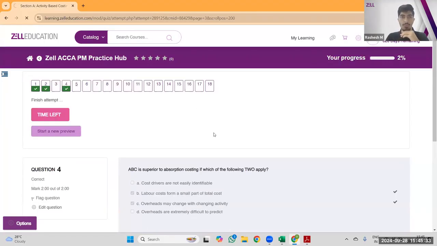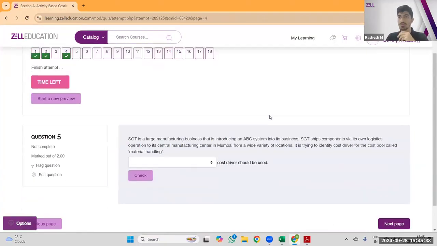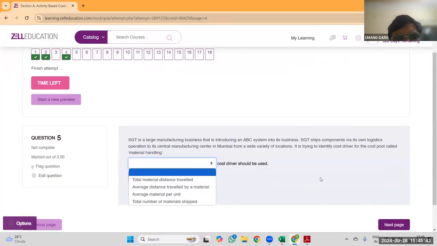All right, let's do a few practical ones as well. Let's do this also. It's an example of a cost driver. SGT is a large manufacturing business that is introducing ABC. SGT brings components via its own logistics operation to its manufacturing center in Mumbai from a wide variety of locations. It is trying to identify a cost driver for the cost pool called material handling. So for material handling, what cost driver from the four would you all recommend?